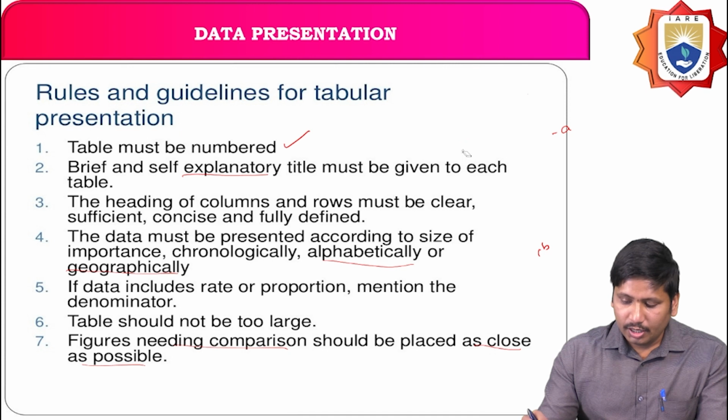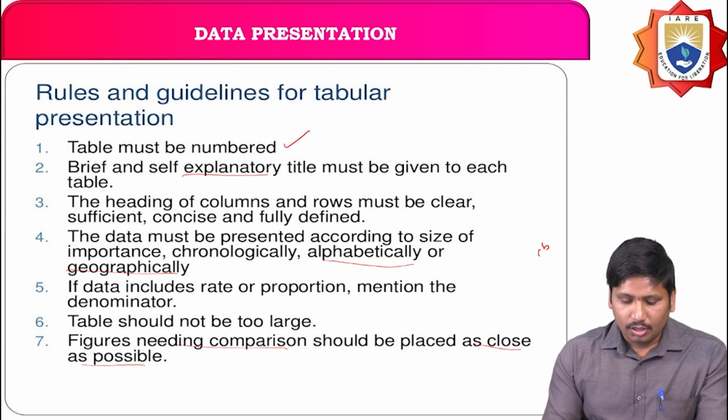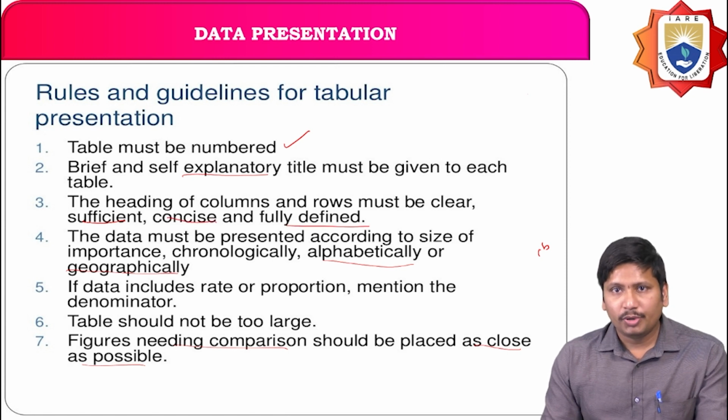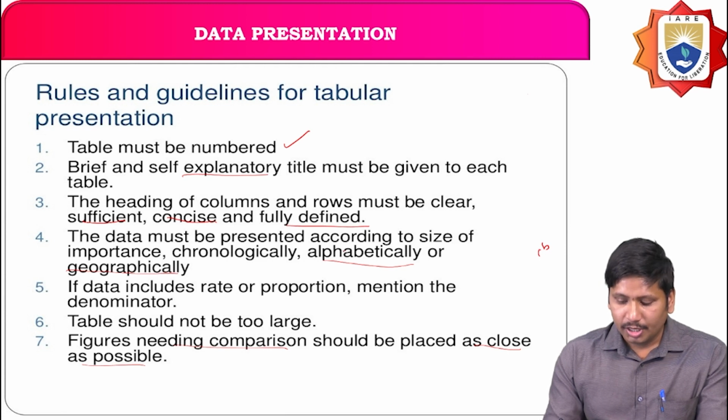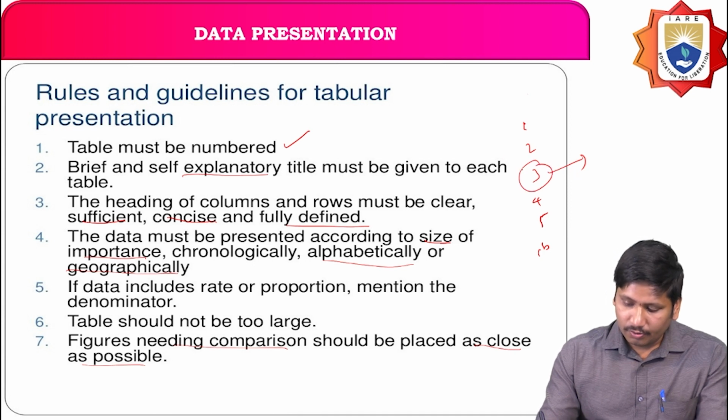Then the headings and columns should also be very clear, sufficient, concise, and fully defined. And the data we are going to present should be presented according to the size of importance. Suppose we are maintaining 5 tables, and the importance goes to the third table, so we have to arrange that one first, so that 3, 1, 2, 4, 5 should appear.